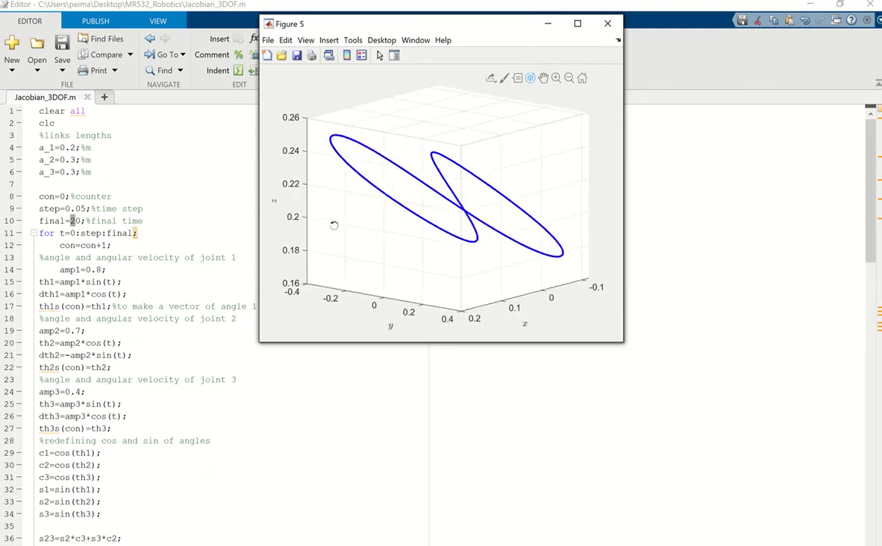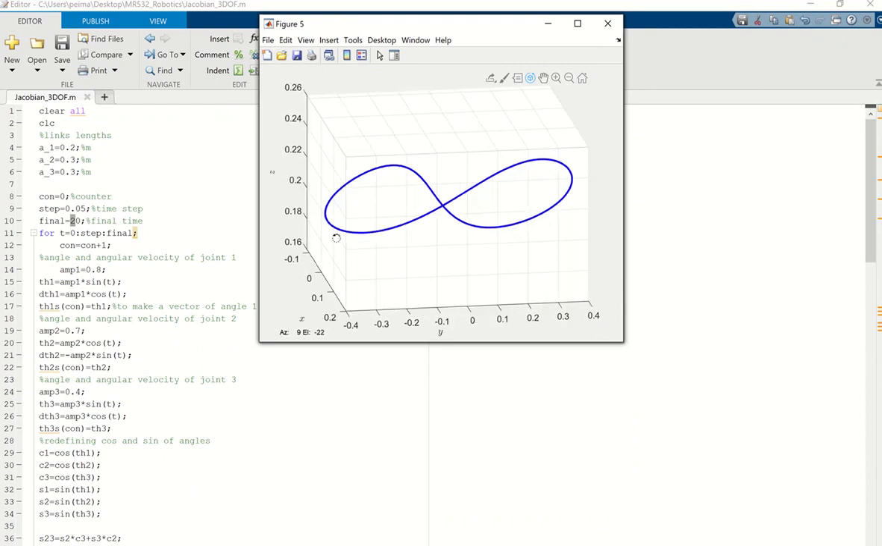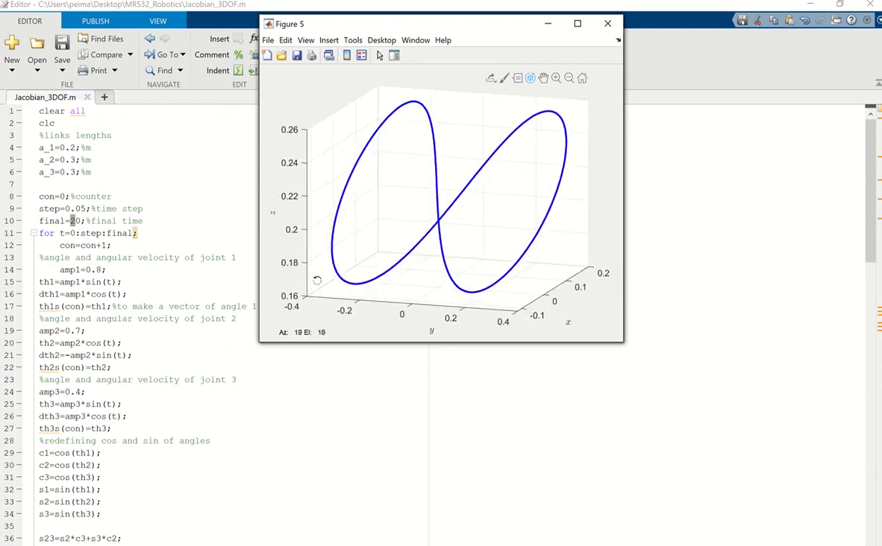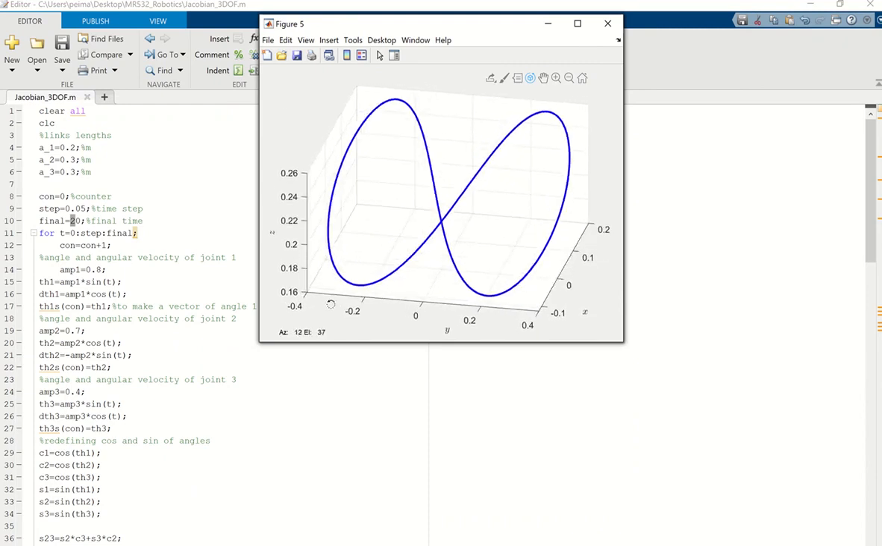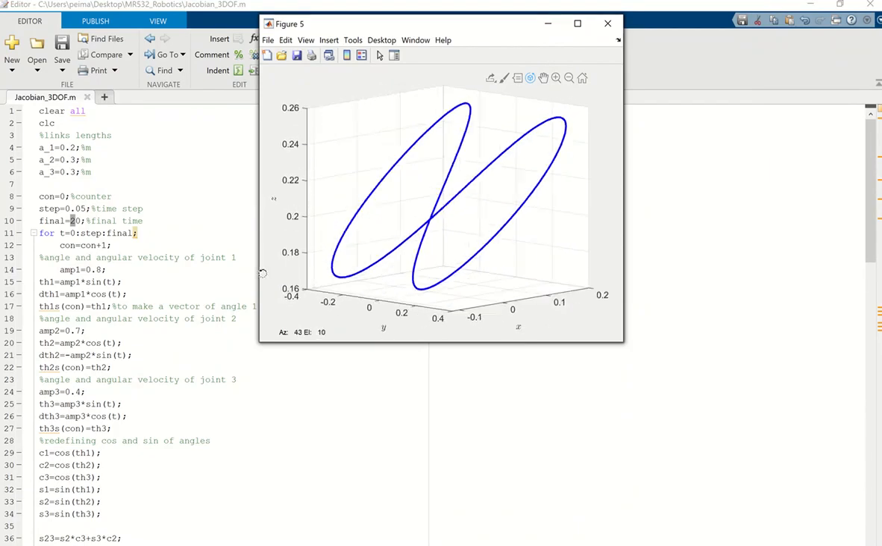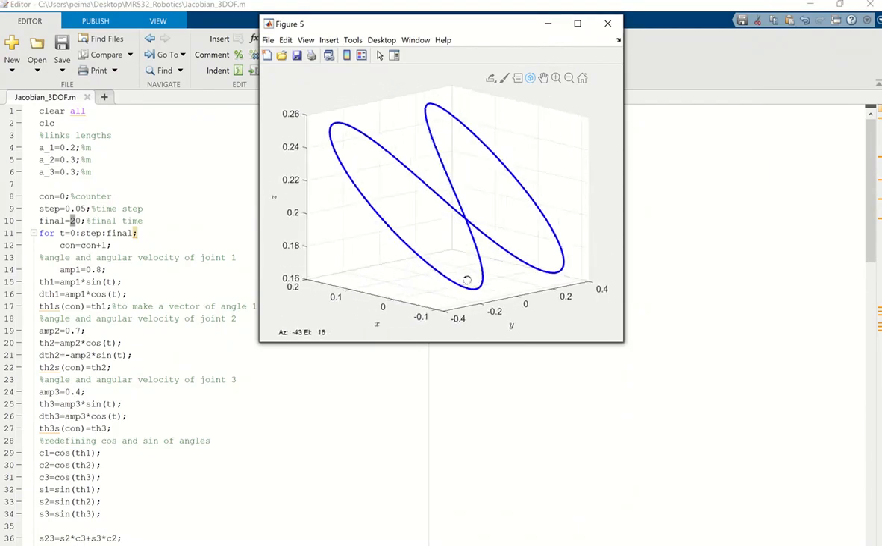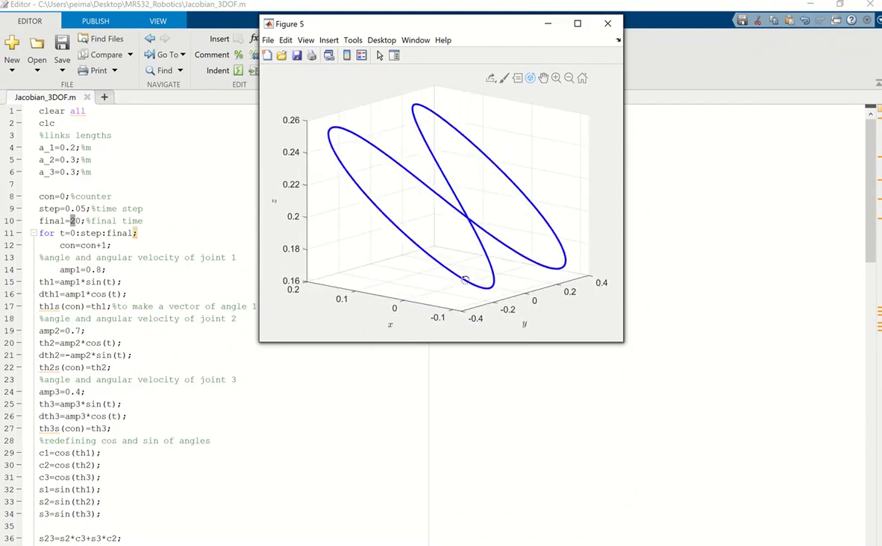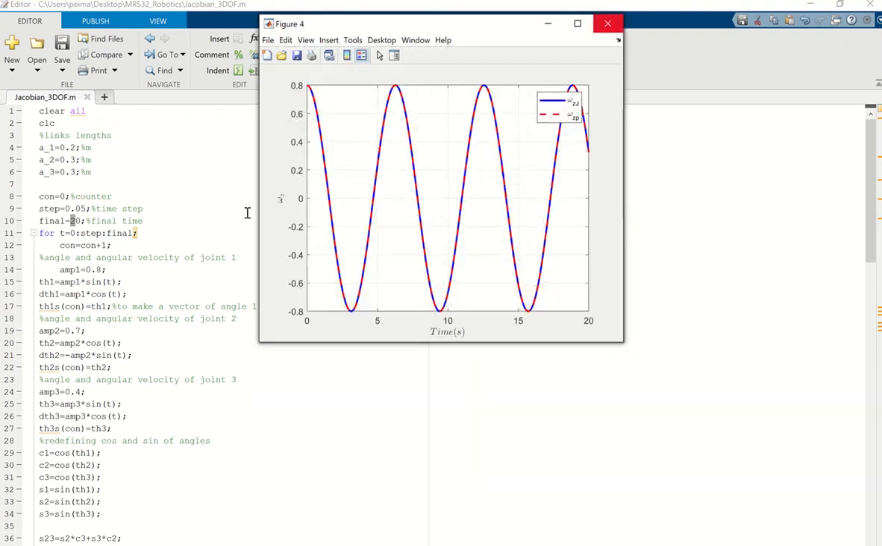Yeah, this is like the butterfly that you're looking at from the sagittal plane. And if you go to ZY, sorry, ZX and ZY is the same. See, this is the end effector position based on the mathematics. And now this is the omega z of the end effector.